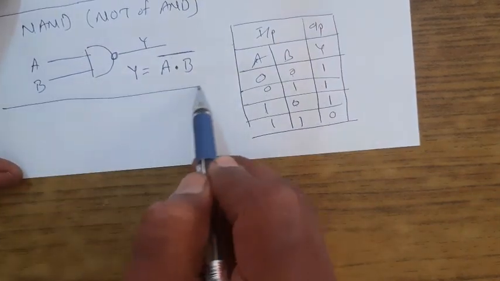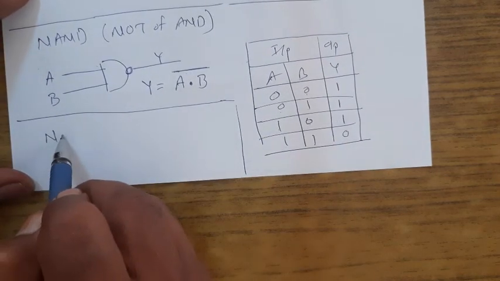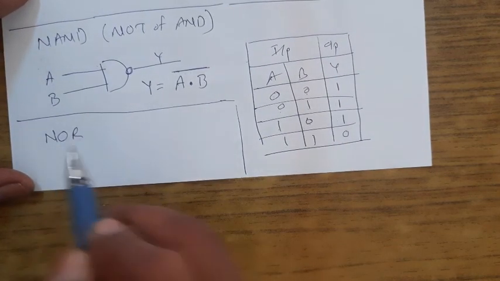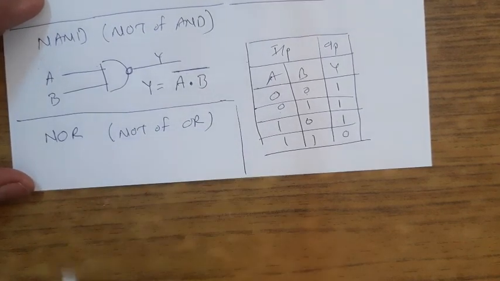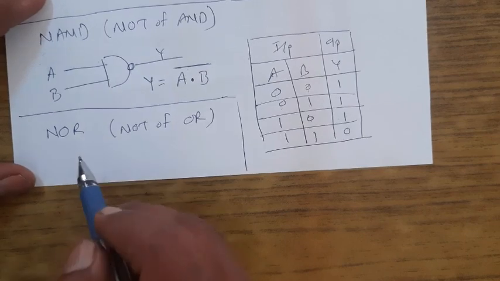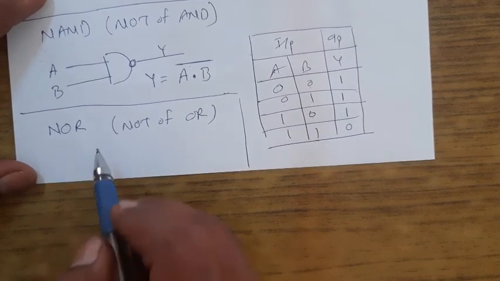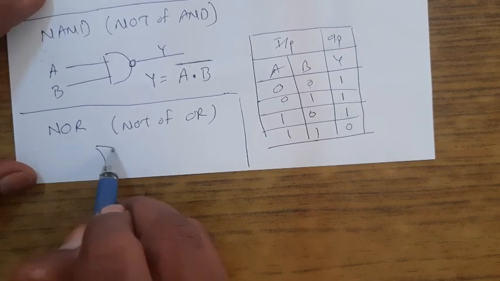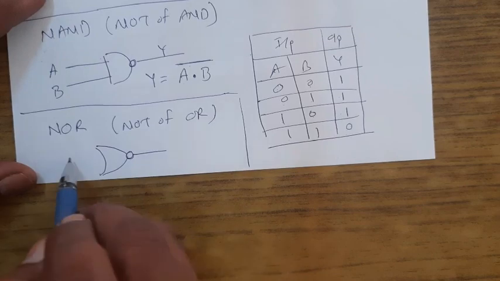Now in a similar manner, I can combine the OR gate and the NOT gate. It becomes NOR, that is NOT of OR, correct? I will show you what the symbol is. Obviously this is the symbol for the OR gate, and then I will have to make a bubble, that is NOT.